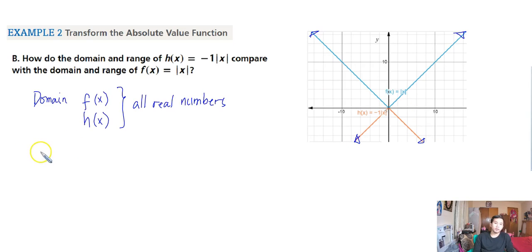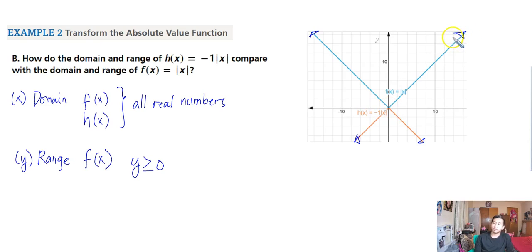And the range for f of x is y is greater than or equal to 0. So your range is all the values of y. Okay, I'll just repeat. Domain is the values of x, and your range are the values of y. So your range for f of x, because it's the blue graph here, is from 0 and then all positive numbers.